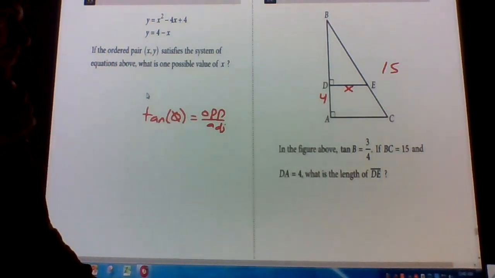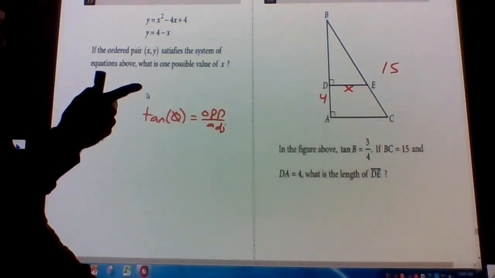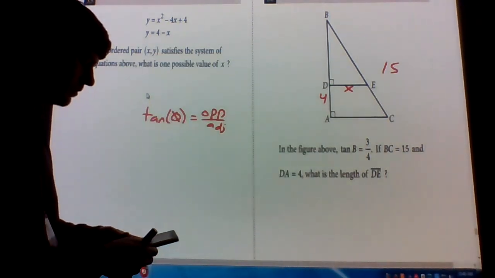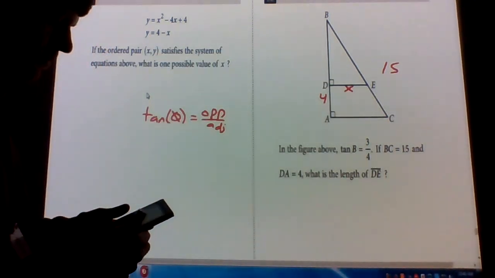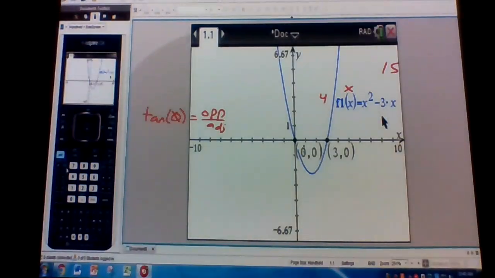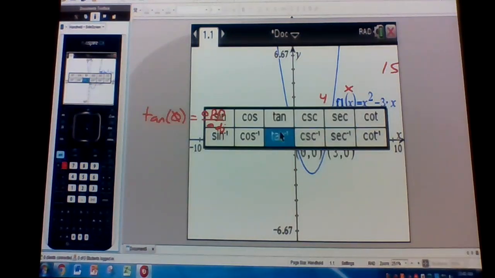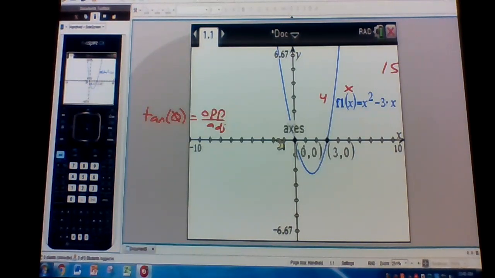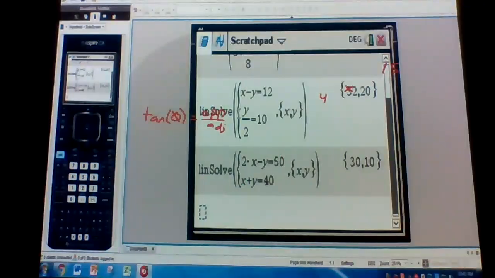Well, you can solve for B, so you can do inverse tangent. It's hard to show here, but we go to the calculator. Your trig functions are here. We do inverse tangent, and we put in our ratio. Whoops. Let me just make a new document.